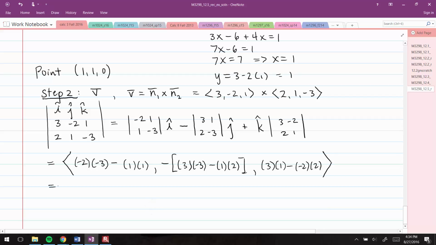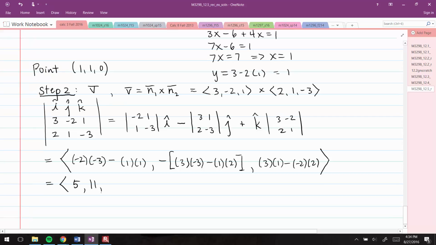Doing these calculations, we're going to get 6 minus 1, that's 5. Then we're going to get -9 minus 2. It's -11 times the negative, which is 11. And then we get 3 plus 4, which will be 7. So that is a vector that we can use for the directional vector of the line of intersection. And we found that from the cross product of the normal vectors of the planes.